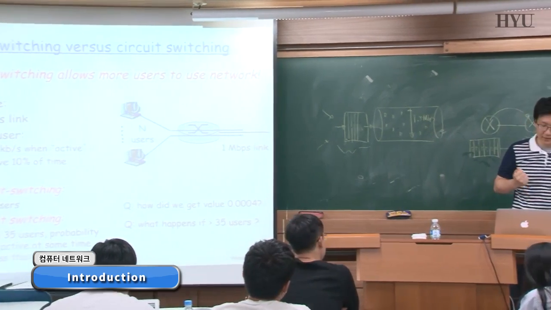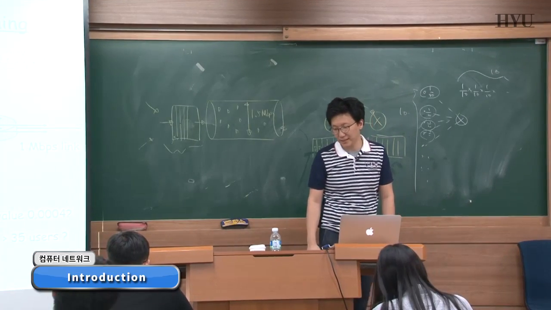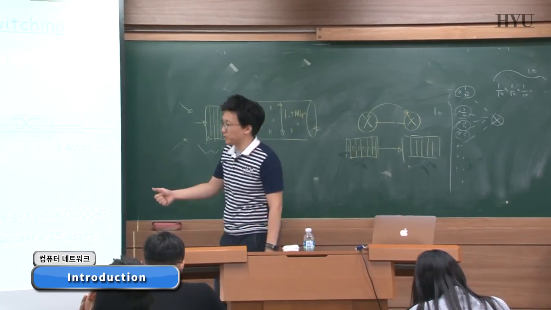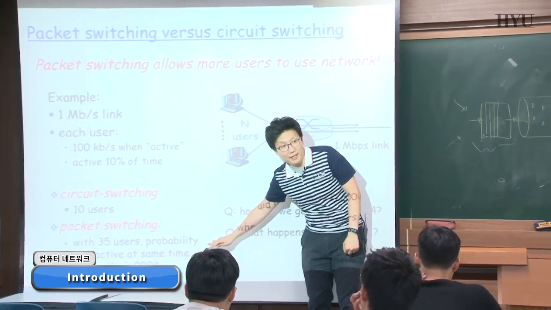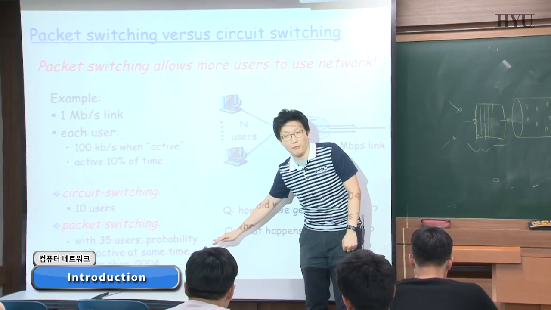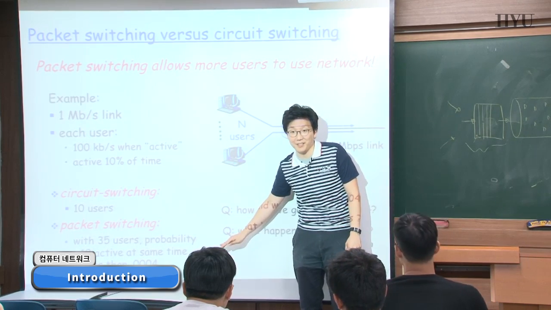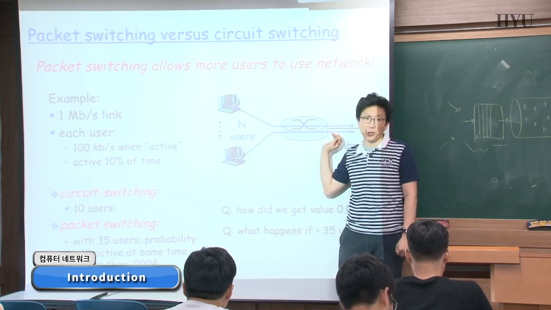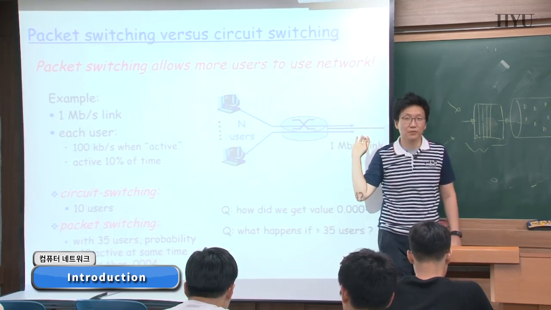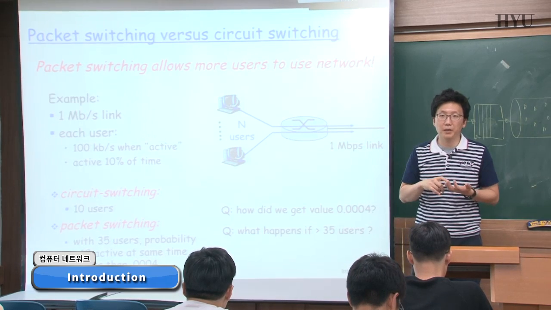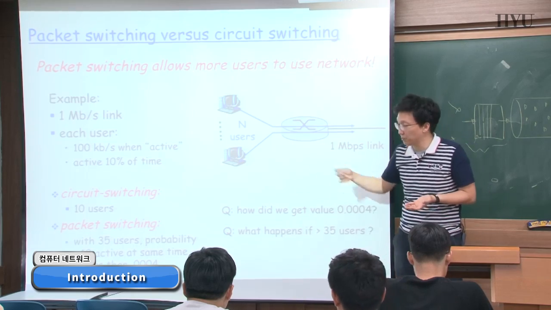Why did this come up first? I ordered the slides wrongly. Circuit switching, 10 max. This, 35 at least. However, in the worst case, all 35 users may be active. Then you may not guarantee the 1.5 megabits per second speed. Everyone has to share: 35 people sharing a 1.5 megabits per second link. That's a lot less than sharing by 10 people, right?